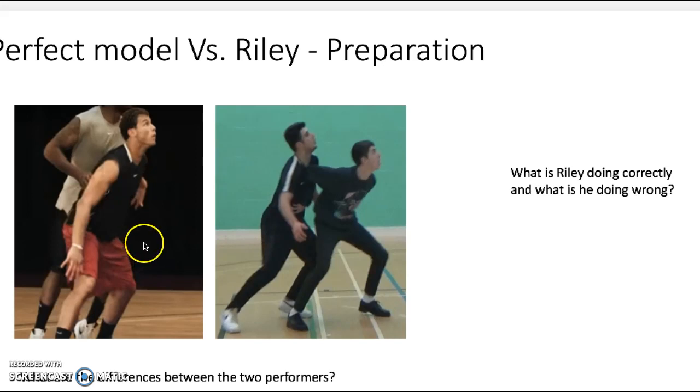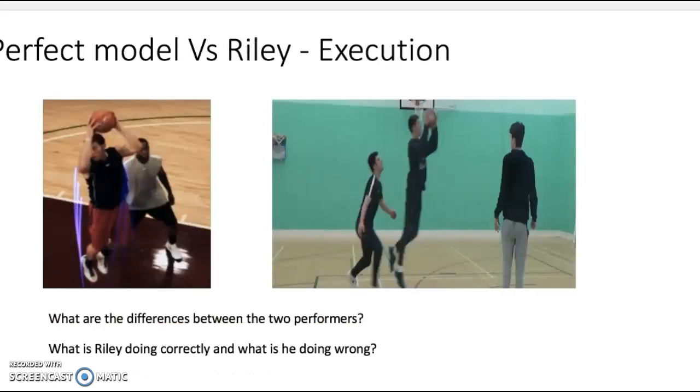For execution, the things Riley did well compared to Blake is that his hands were spread around the ball, so it gives him good grip on the ball, and it makes it much harder for a passer to knock the ball out of his hands because he has a strong grip on it. The ball's stuck in between his hands.